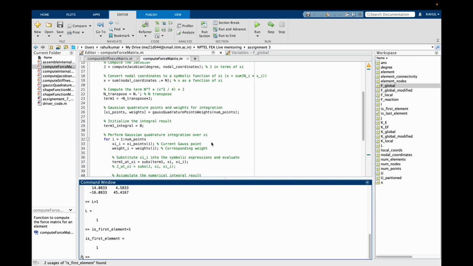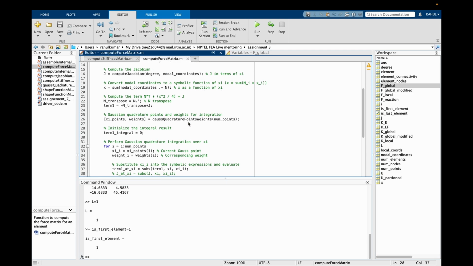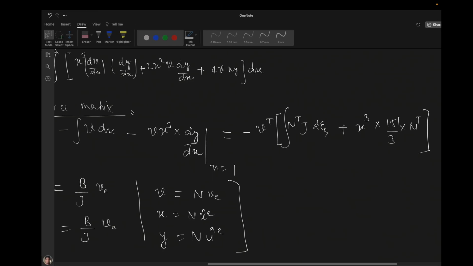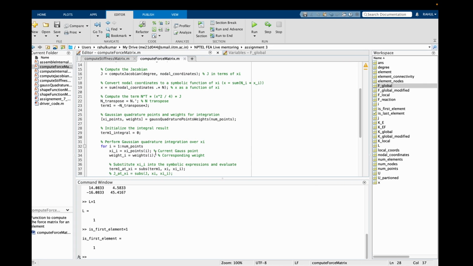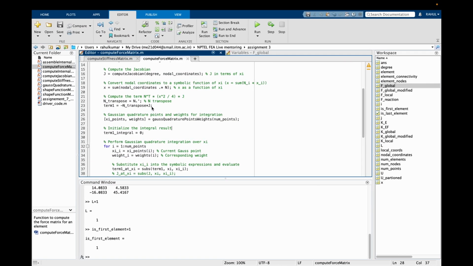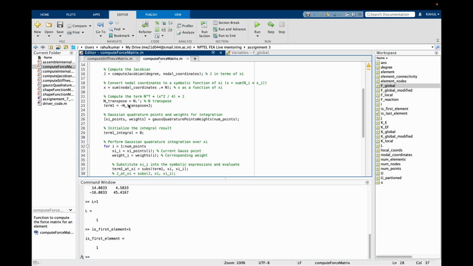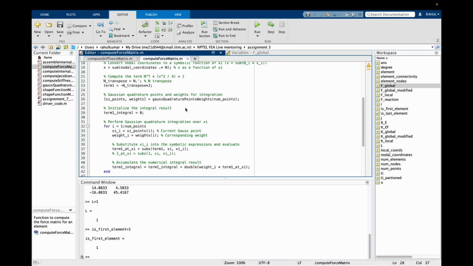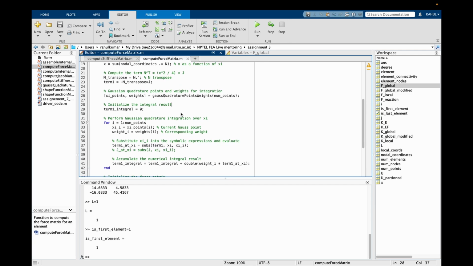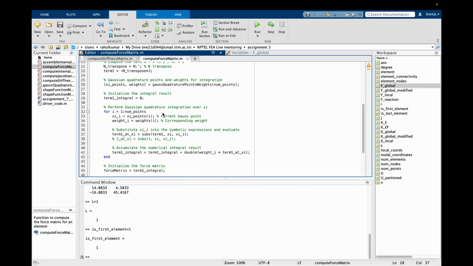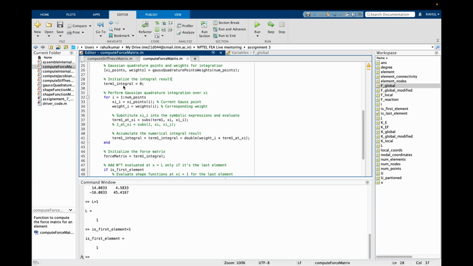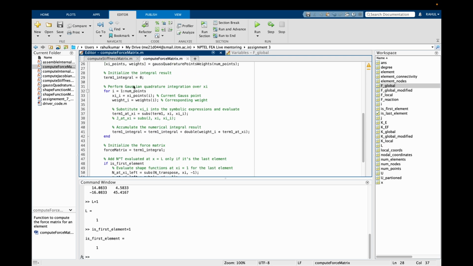Now, here you can see that for term 1, for this term I have written N transpose into J, and minus will come here. For Gaussian quadrature, because it is a linear element, it will result in 2 points. So first I have initialized the integral term to 0.